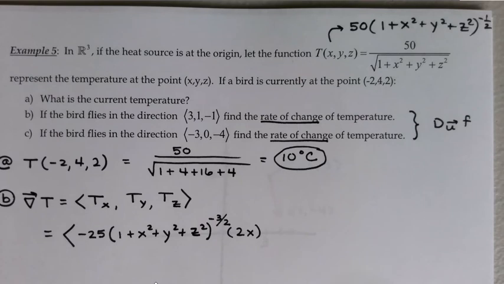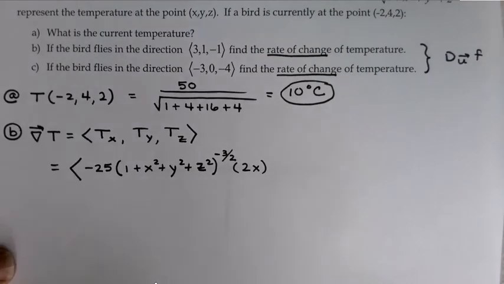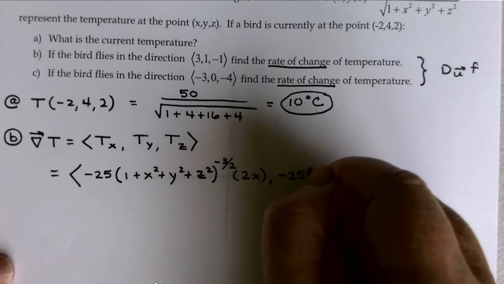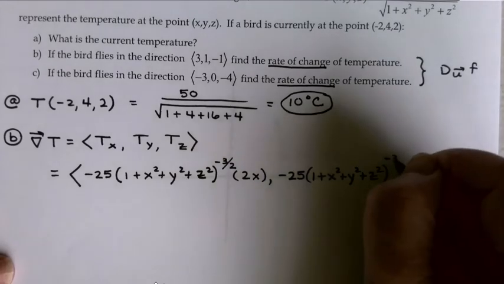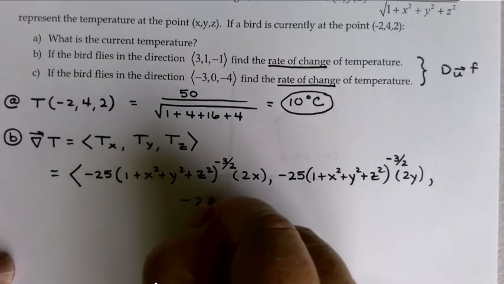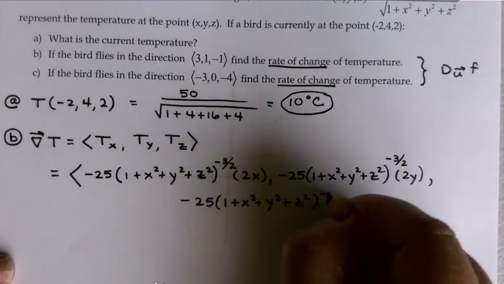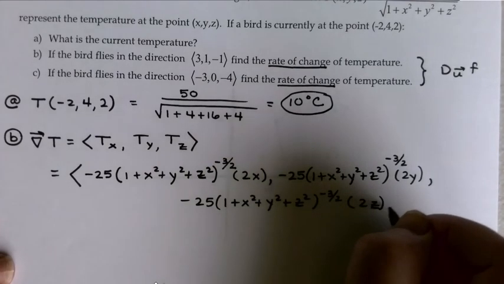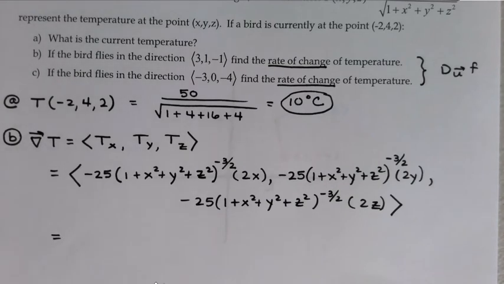And I'll get exactly the same thing for the y and z derivatives with the exception of the chain rule piece, right? So let me just jot those down. This one will be times 2y. And the last one will be times 2z. In both parts B and C, we're still starting at the point -2, 4, 2. So I might as well go ahead and calculate that gradient at that point.